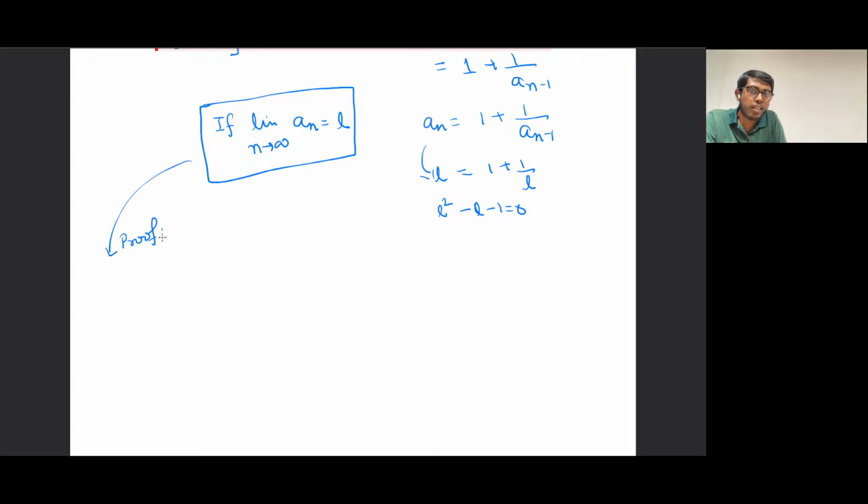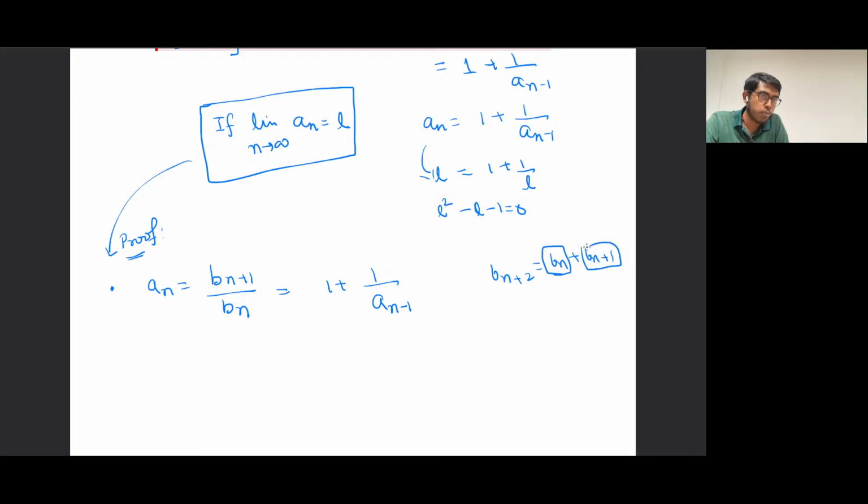So I'll just outline that. You can check it easily. So first of all, you see that what is a_n? a_n equals to b_n plus 1 by b_n. As I told, this is equals to 1 plus 1 by a_n minus 1. Okay. And b_n, what is b_n? b_n plus 2 is equals to b_n plus 1 plus b_n. And all these are positive numbers, because b_0 is 1 and b_1 is 1. So these are positive numbers.